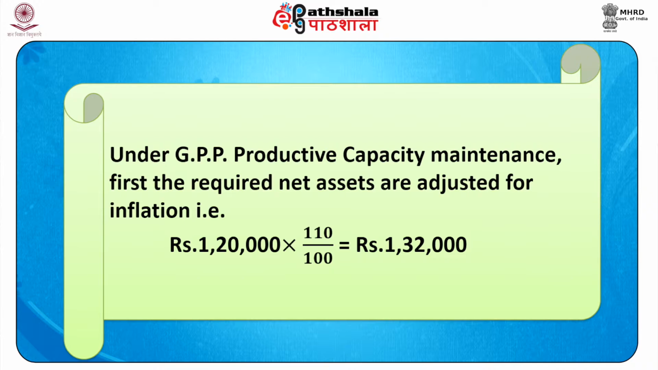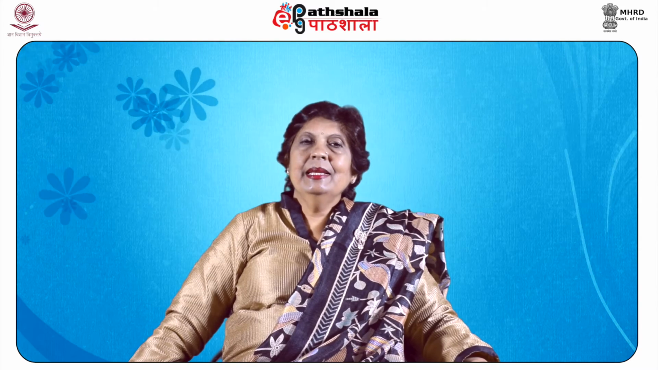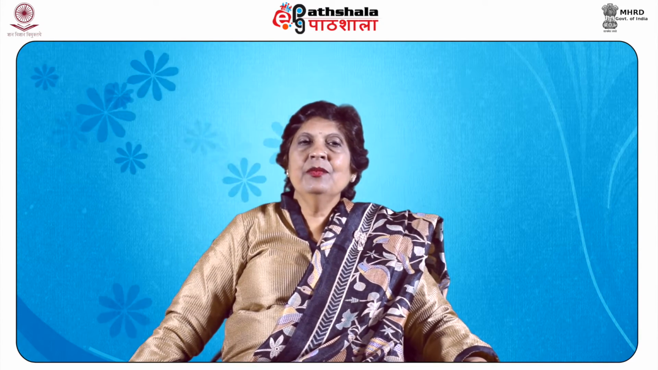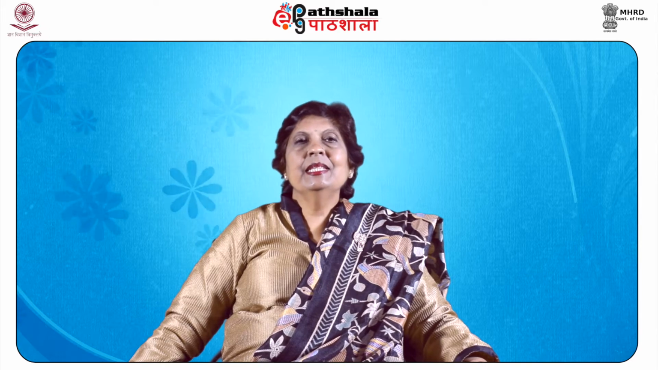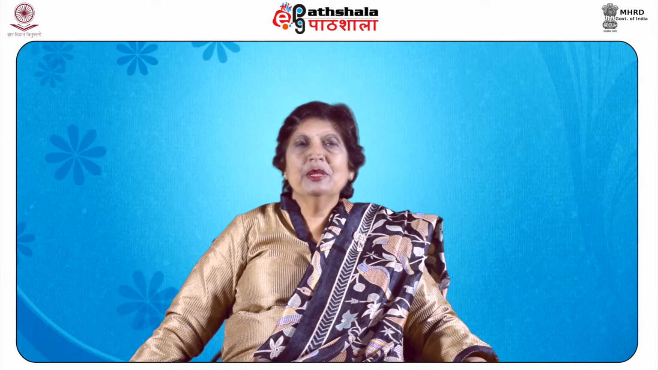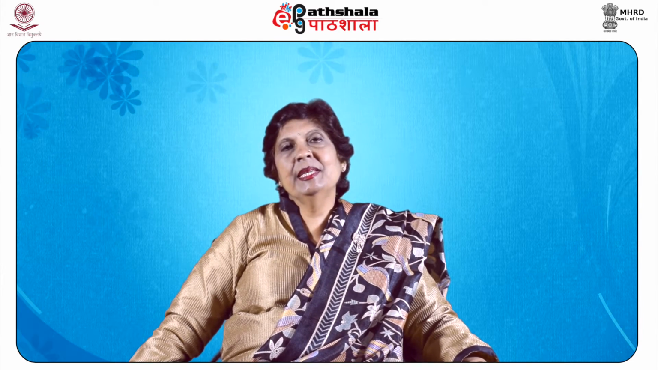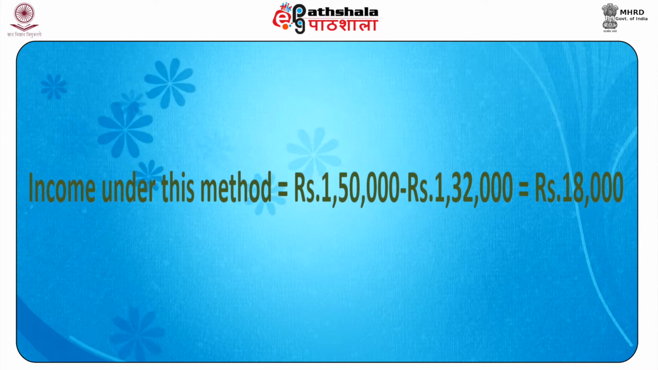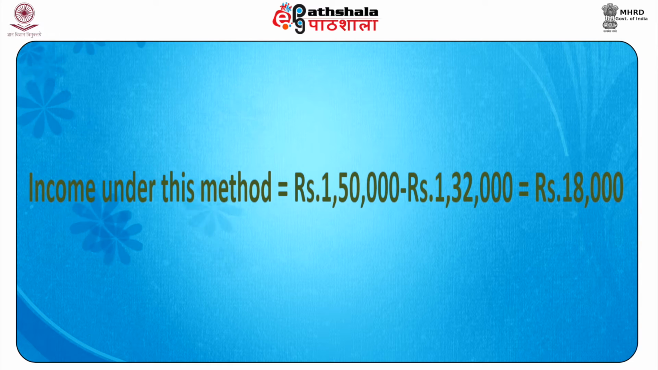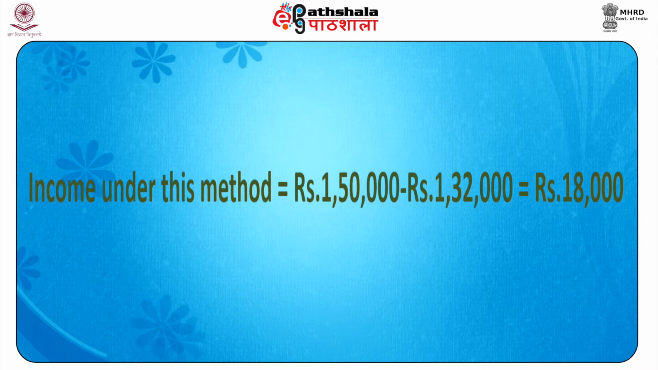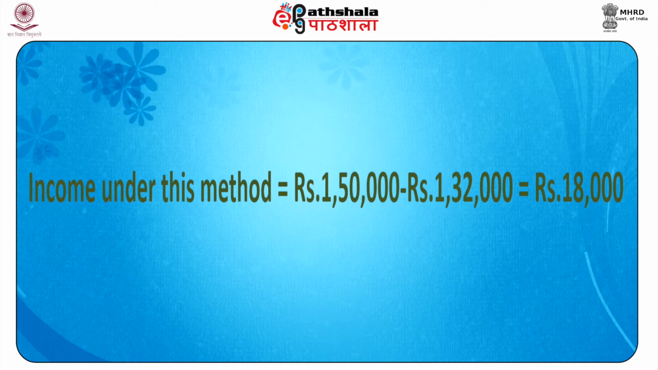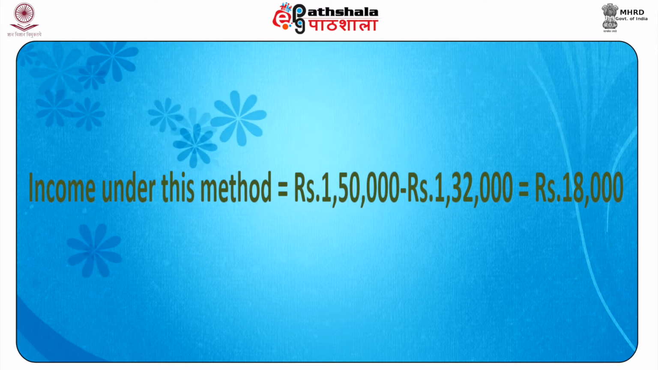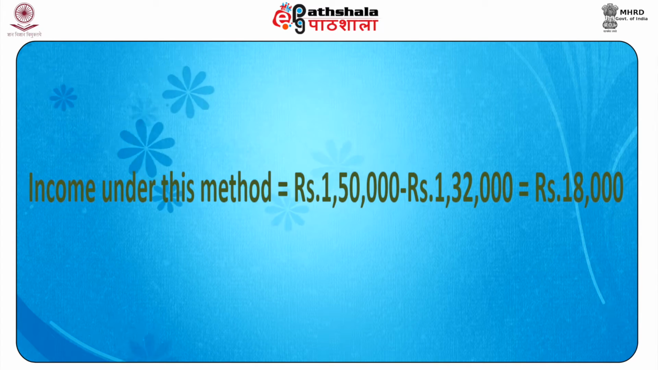₹1,20,000 into 110 upon 100, which equals ₹1,32,000. And then this adjusted net worth of required assets is subtracted from the net worth of assets on 31st December 2013. That is, income under this method is equal to ₹1,50,000 minus ₹1,32,000, which is equal to ₹18,000.